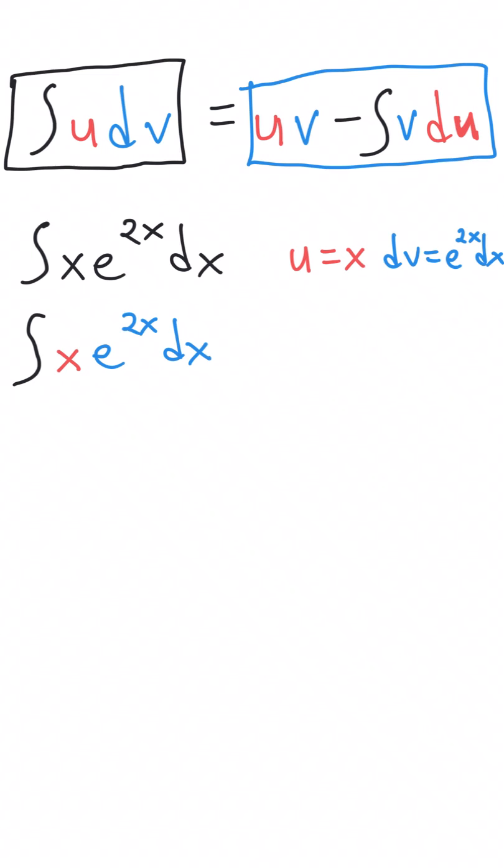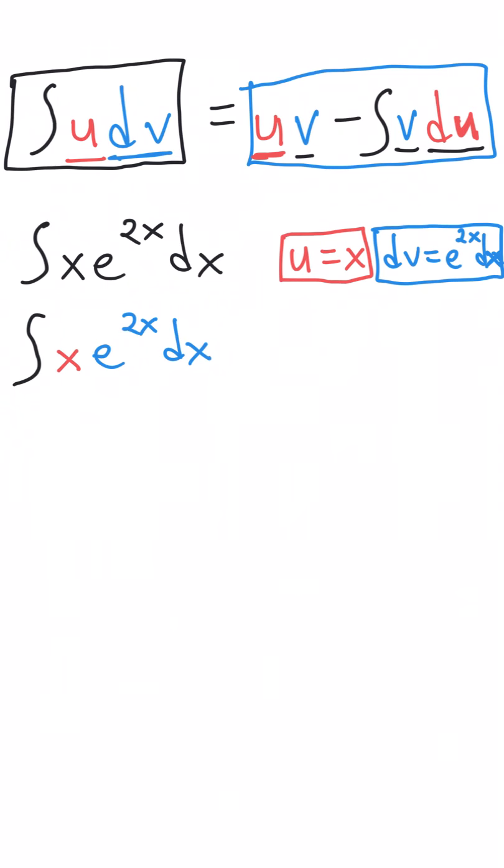I have u. So I've got this u. I also have dv. Right? So I have this guy right here. But I'm missing two more key ingredients, v and du. So how am I gonna get them?